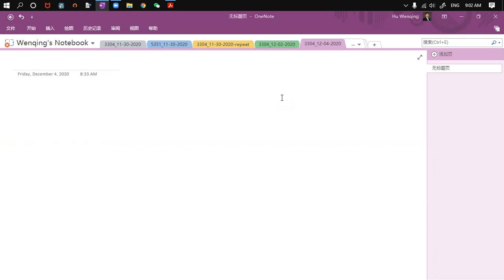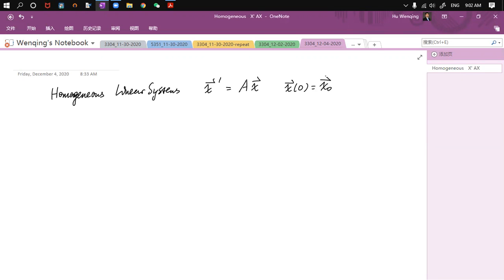Previously we have been talking about homogeneous linear systems of equations. That means the equation is x prime equals A of x. If you want to have an initial condition, then you can put an initial condition there. That will be the full problem that you are going to work with. Here in the last part of these lectures, we're going to talk about non-homogeneous equations.